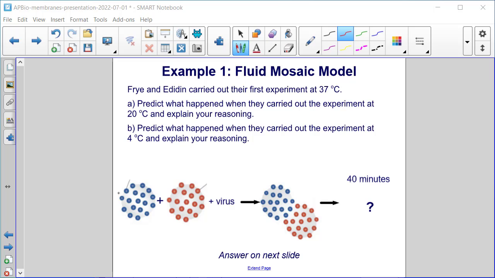All right, here's example 1 for the fluid mosaic model. Fry and Eddington carried out their first experiment at 37 degrees Celsius. A, predict what happened when they carried out the experiment at 20 degrees Celsius and explain your reason. And B, predict what happened when they carried out the experiment at 4 degrees Celsius and explain your reasoning. So, what would we expect to happen at 40 minutes if we lower the temperature a little bit and then lower it a lot more?